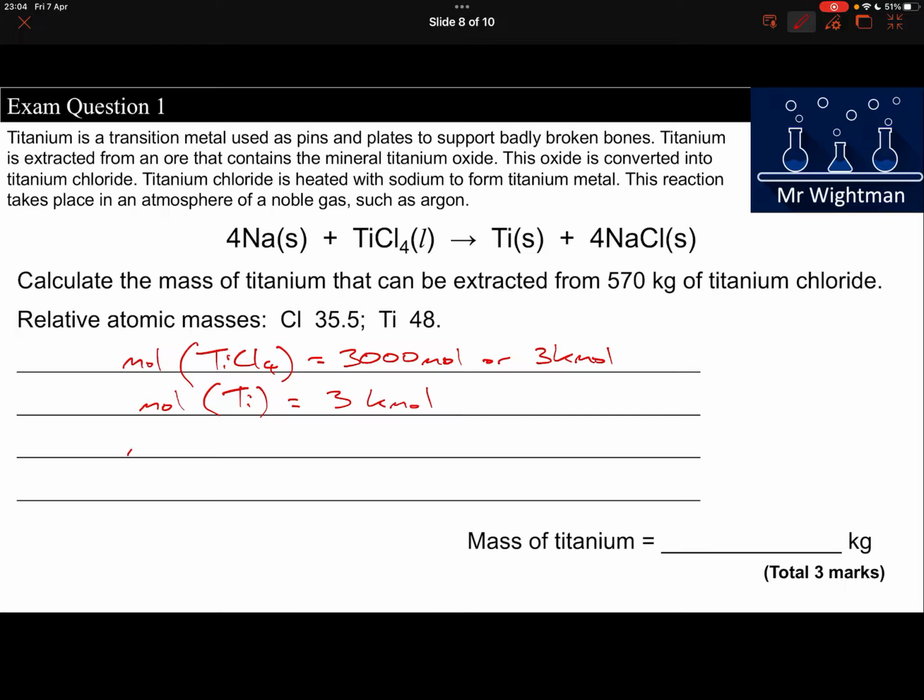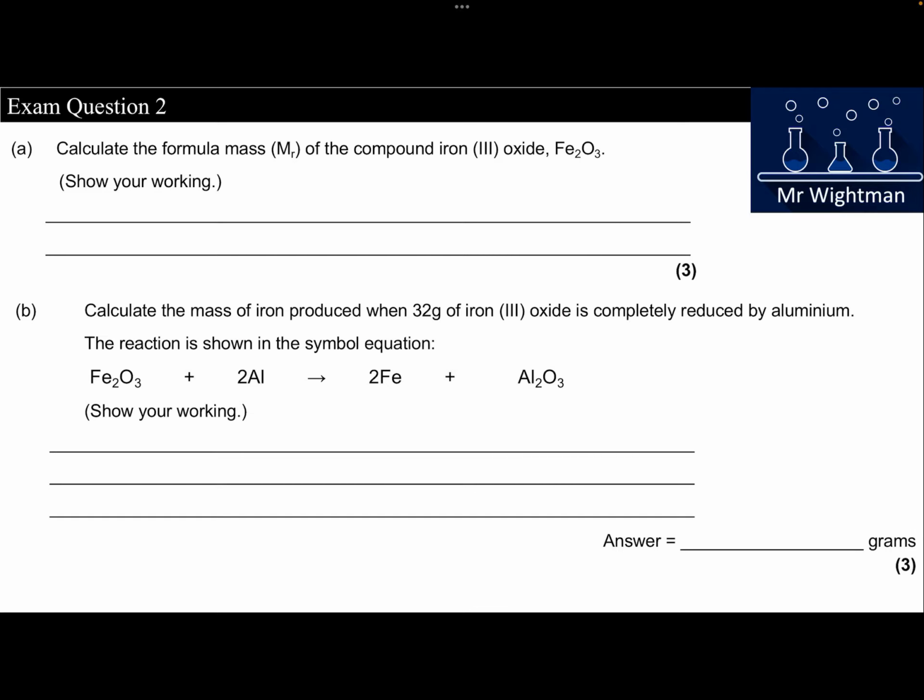Therefore, the mass of titanium will be 3 times 48, which is 144 kilograms. If you present your work in this way, showing working throughout, it makes it clear to the examiner what you're referring to, or stick to the table that I had before. Exam question 2. So if you wish to go through this, pause the video.